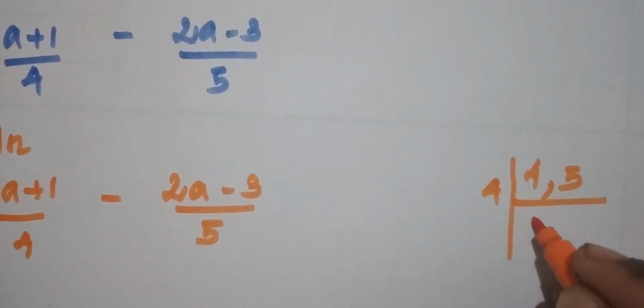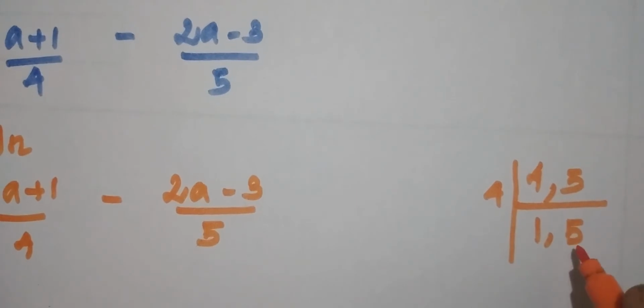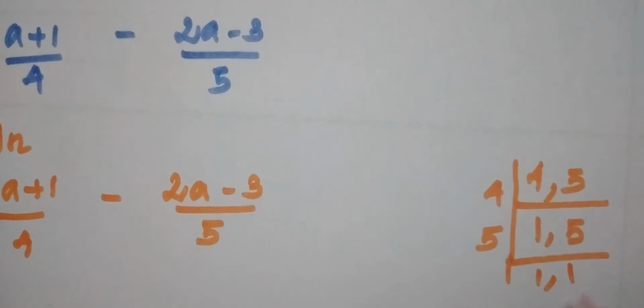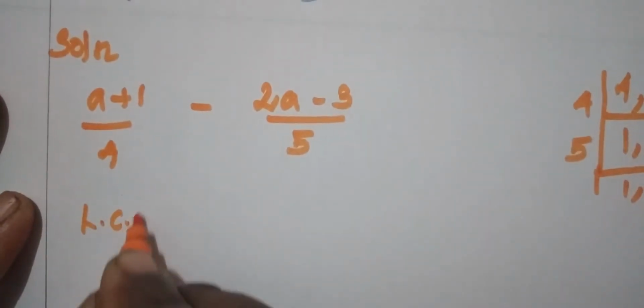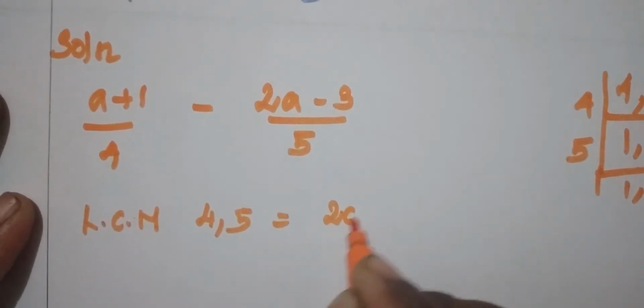Do it with 4 tables. 1 4 is 5 and 5 is not divisible by 4 tables. So you can write the 5 as such. Again do it with 5 table. 1 1. 4 5s are 20. So the LCM of 4 and 5 is equal to 20.